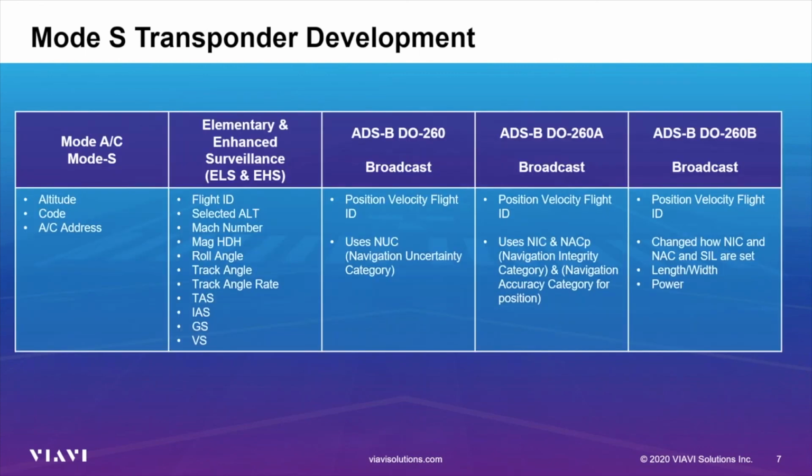As I mentioned earlier, ADS-B is a Mode S transponder-based surveillance technique, and the table here shows how Mode S transponder functionality has changed over the years. It has gone from being a basic interrogator-based system reporting things such as altitude and aircraft codes to an automatic broadcast system which allows much more information to be reported to the ground and shared within the sky.